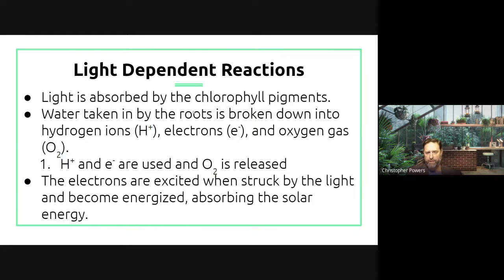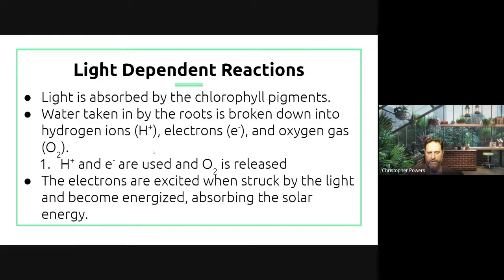Light is absorbed by what? The chlorophyll pigments. Know that. It's not just absorbed by the chloroplast. There's a specific thing that does. Water taken by the roots is broken down into hydrogen ions, electrons, and oxygen gas. Right. You lose an electron, a negative electron, you get a positive.